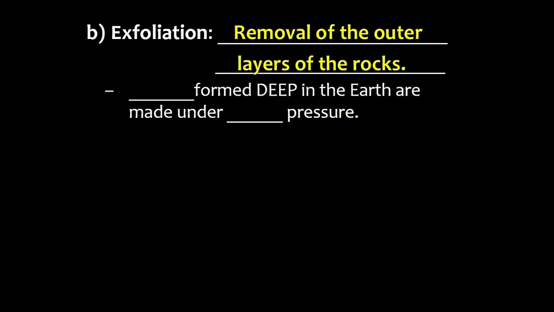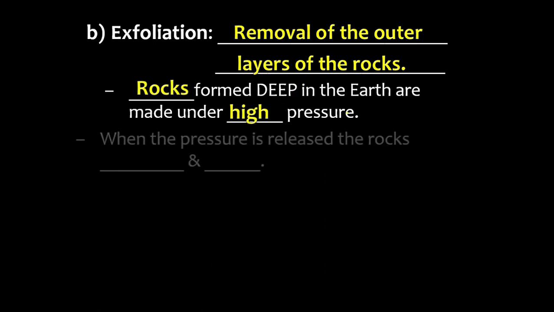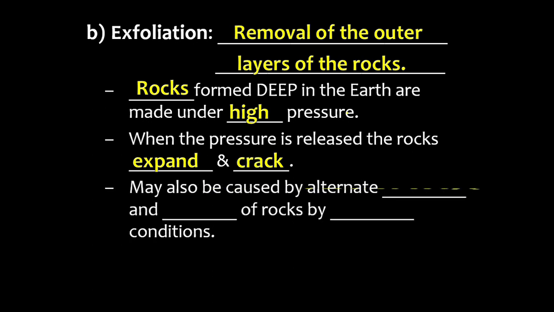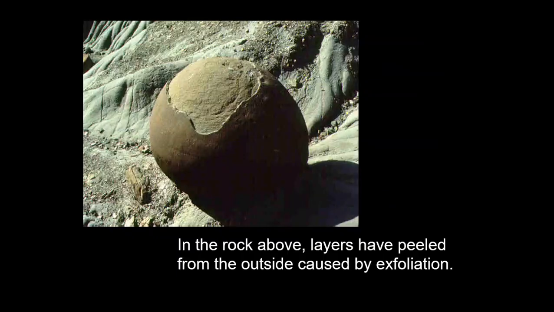So exfoliation usually occurs, right, when rocks are deep underground. There's lots and lots of high pressure, okay? When that pressure releases, the rocks are going to expand and they're going to crack, and the outer layers kind of peel off. So you need heating and cooling. The rocks expand and contract. All right, this is an exfoliated rock. We can see that this outer part here is missing.